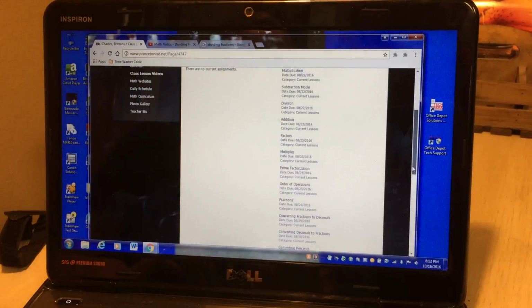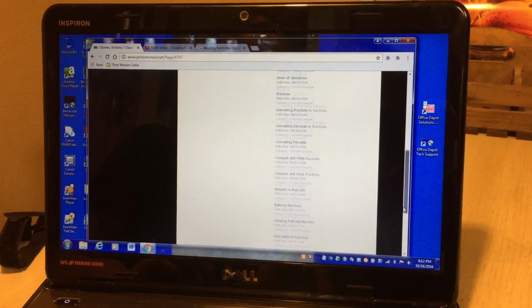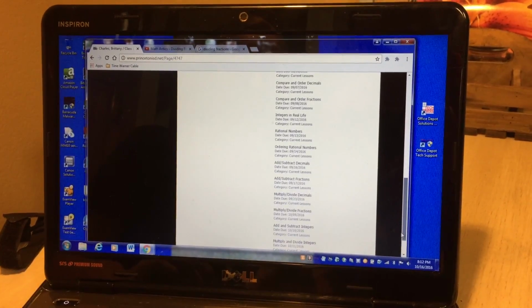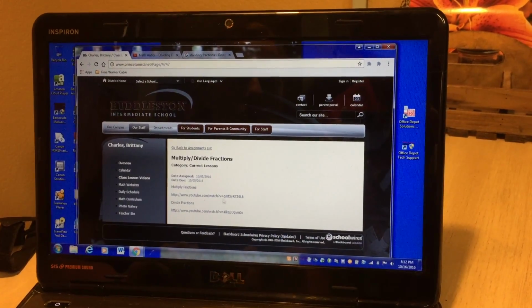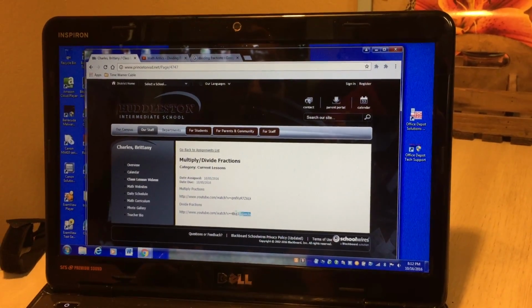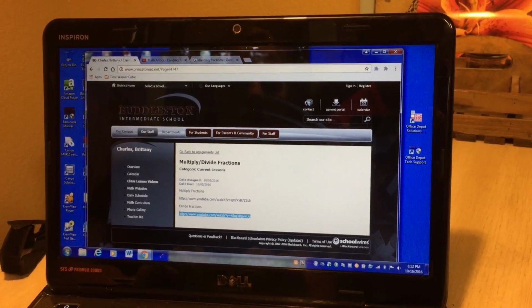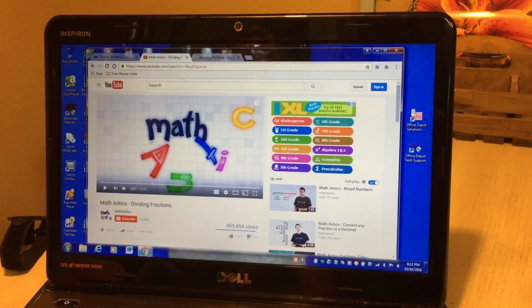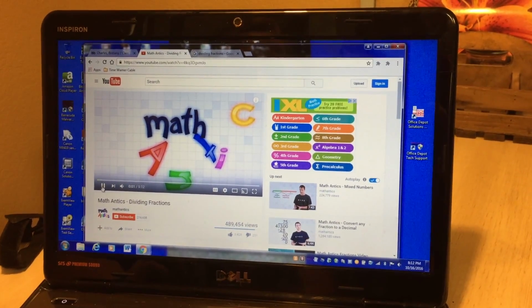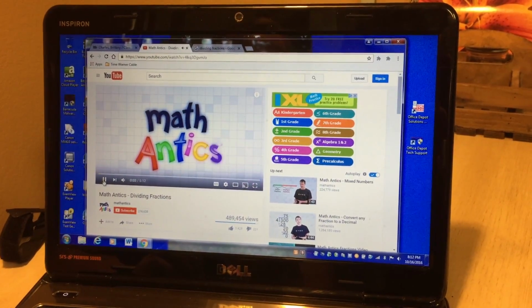learned. So for example, if they were struggling with multiplying and dividing fractions, they could go to that link right here, click on it, and it'll show two links to videos. So let's say they wanted the dividing fractions link, they can copy and paste it, and I've already pasted it right here, and they could play the video to watch examples of how to do that topic.